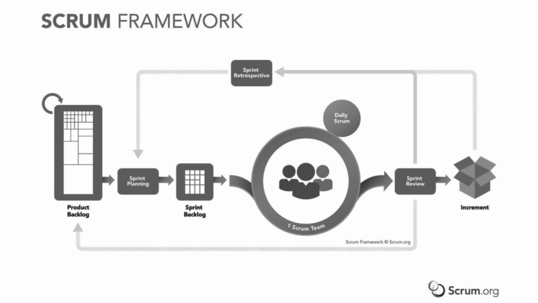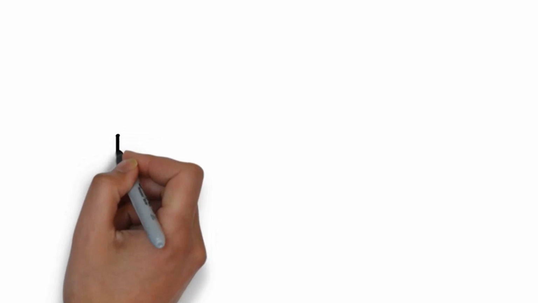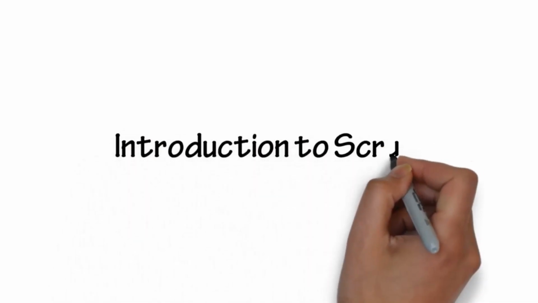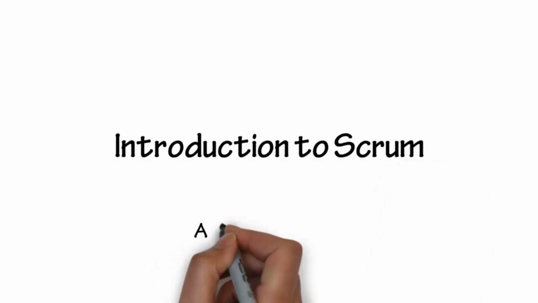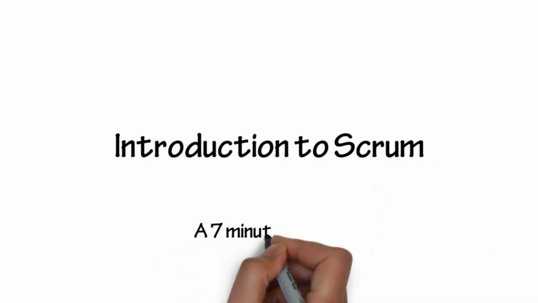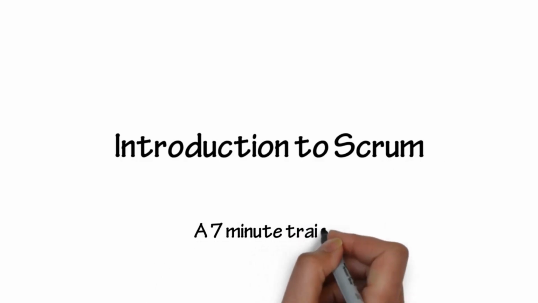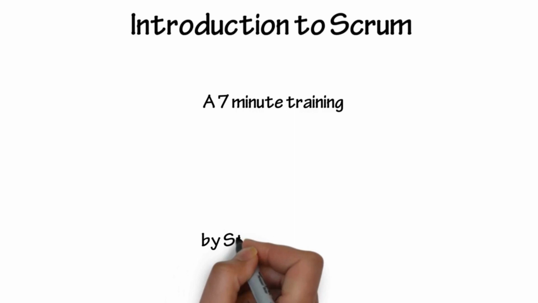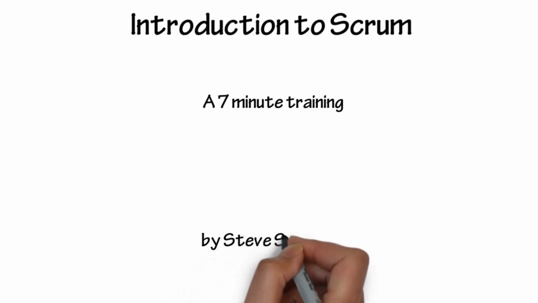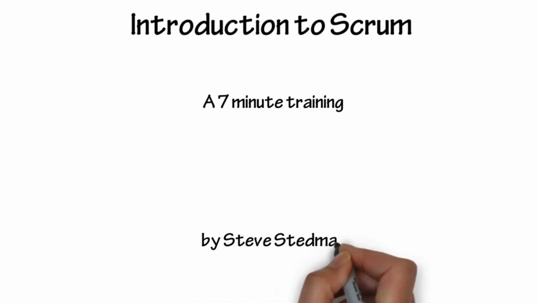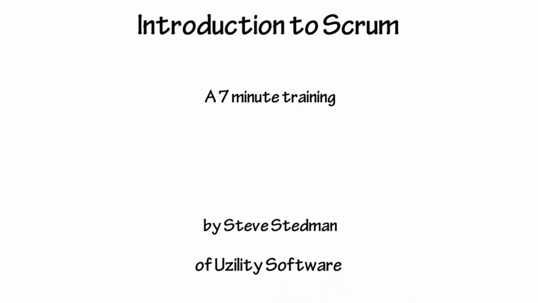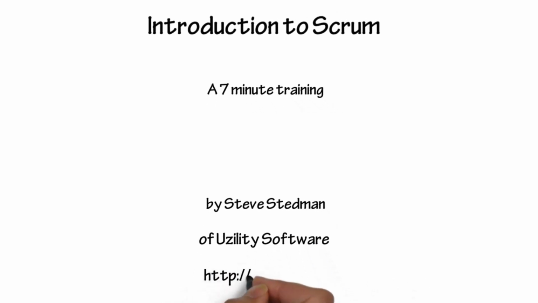Introduction to Scrum, a 7-minute training video with details on what you need to start using Scrum today. This video is intended for people who are just getting started with the Scrum framework and need a quick primer. Hi, my name is Steve Stedman, and I am the founder of Utility Software. In this video, we will cover the basics behind Scrum, and we'll take a look at how Scrum compares to waterfall development, and we'll examine the 3 roles, 3 artifacts, and 3 ceremonies that make up Scrum.